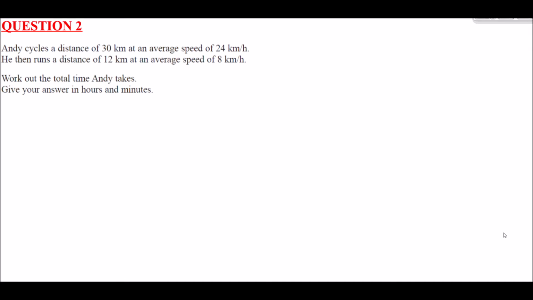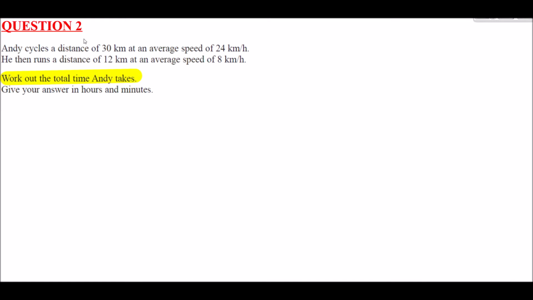Question 2. So Andy cycles a distance of 30 kilometers at an average speed of 24 kilometers per hour. Afterwards, he then runs a distance of 12 kilometers at an average speed of 8 kilometers per hour. So it says here to work out the total time Andy takes. So we're asked about a time, we're told about distances and speeds.